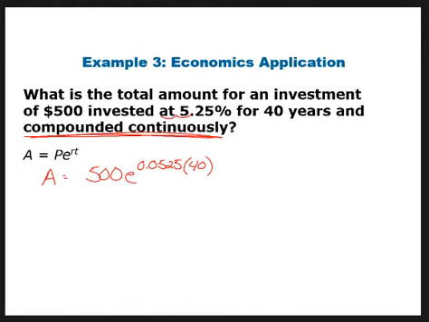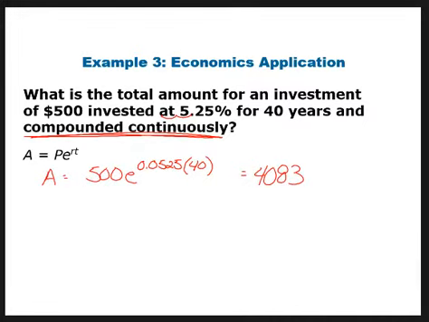Now at this point, this becomes something that we just use our calculator for. So what I need to do is take 0.0525 times 40, which gives me 2.1. For e, you have to use your second natural log button. So e to the 2.1, sorry, not 40. e to the 2.1 gives you 8.16, then you take that times 500, and you're going to get 4,083.